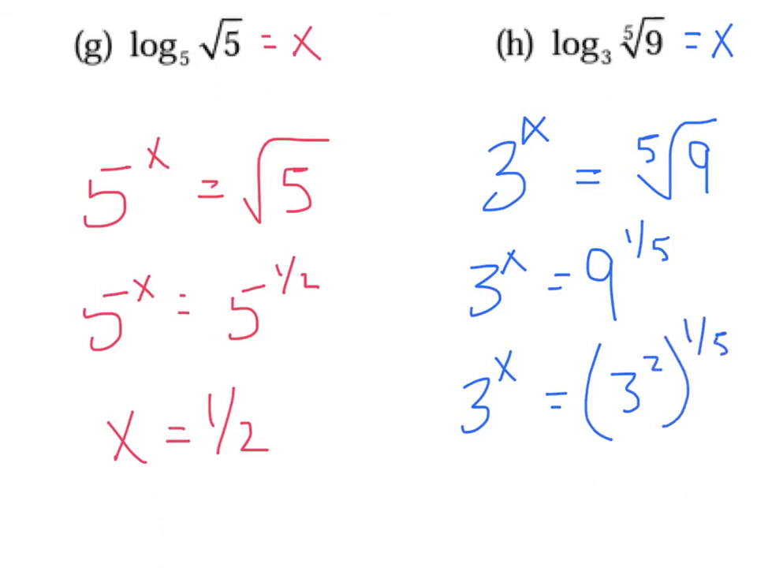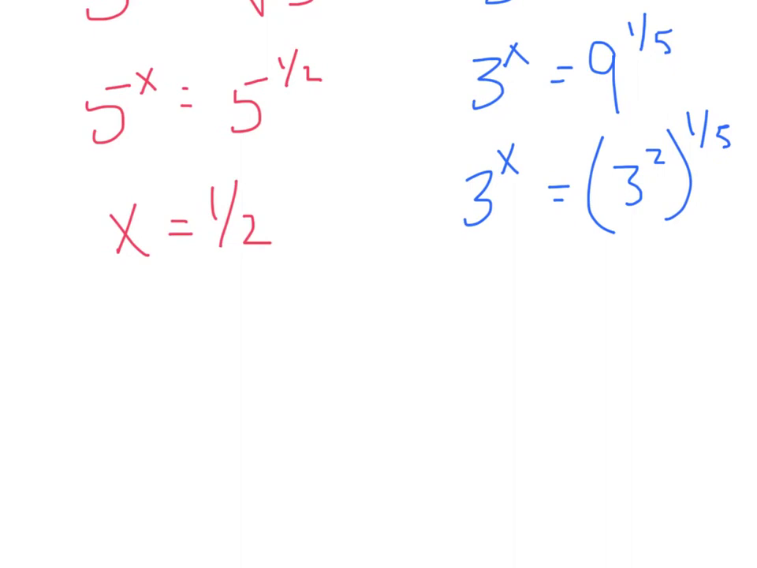And then I'm going to multiply those two exponents. And so I'm going to say x equals 2/5, or 2 times 1/5, which gives us 2/5. So again, you'll see the theme is to just set the log equal to something like x and then go around the world, convert it to exponential, and it's a lot easier to solve.